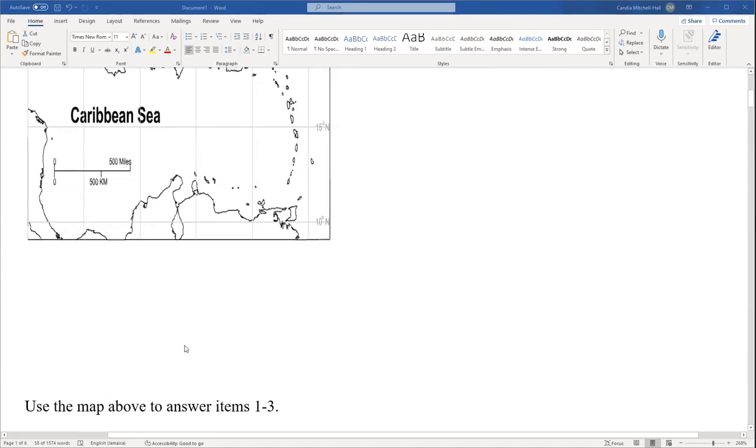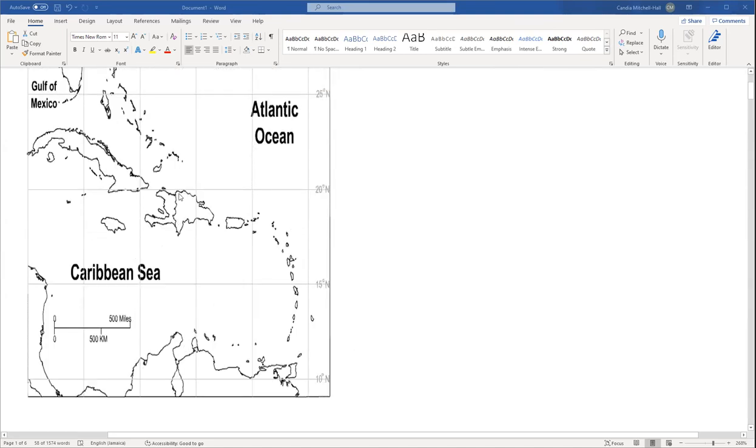All right. And the next thing I want to point out is that this is the Dominican Republic, which is here. And Dominica is located right here, two different territories. All right.